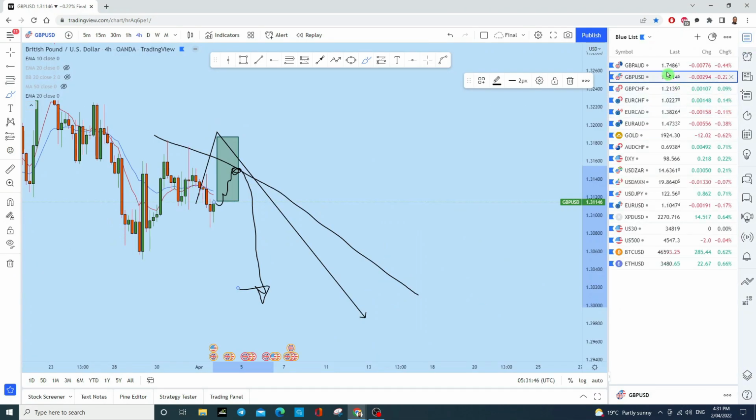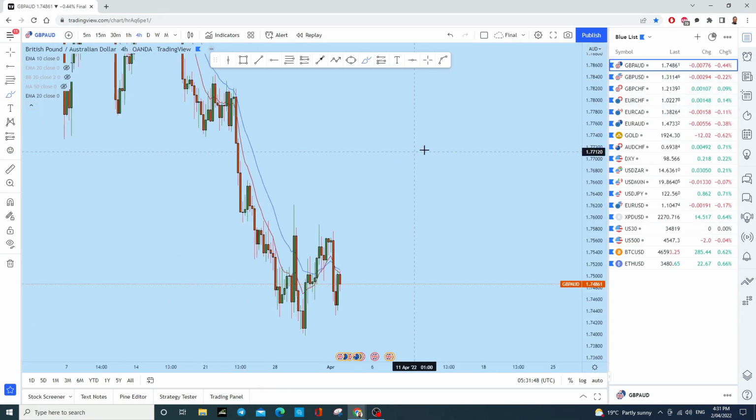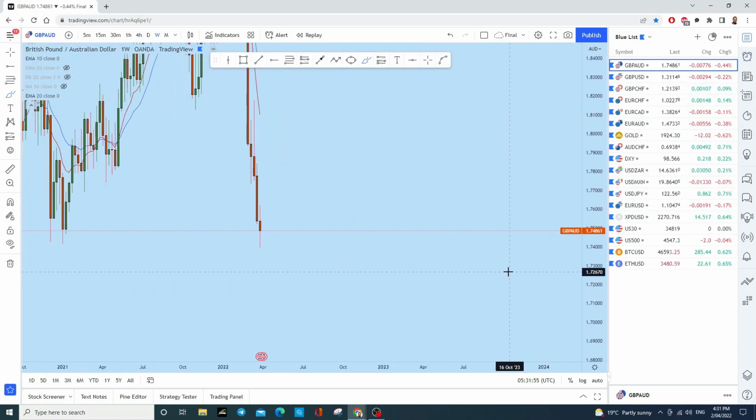Now let's see GBPAUD. The same situation. GBPAUD is more bearish than GBPUSD because AUD is getting stronger and stronger.